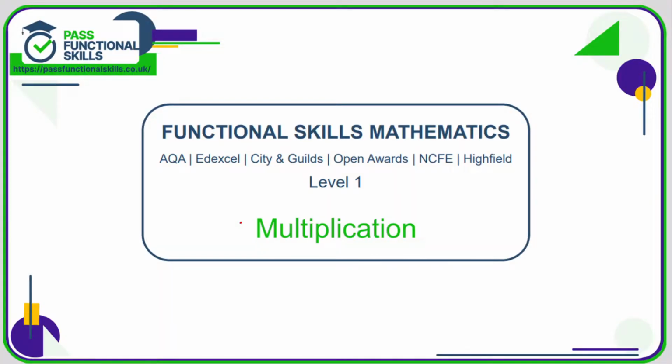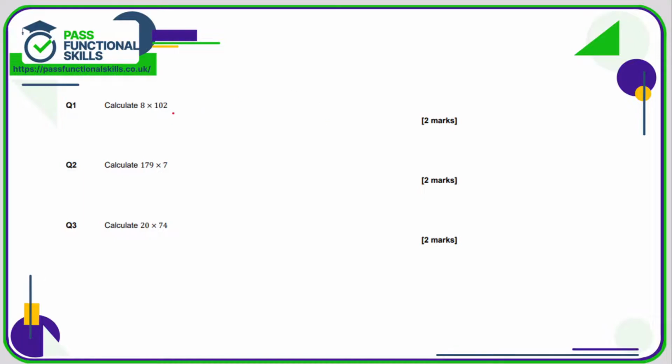Let's take a look at the multiplication questions now. The first 13 questions are non-calculator. So first of all, 8 times 102. We are going to need a written multiplication method, 102 times 8, since we can't use a calculator. 8 times 2, then 8 times 0, then 8 times 1.